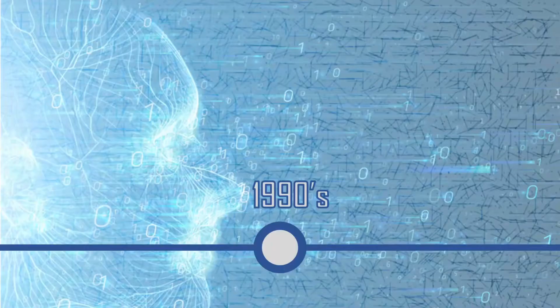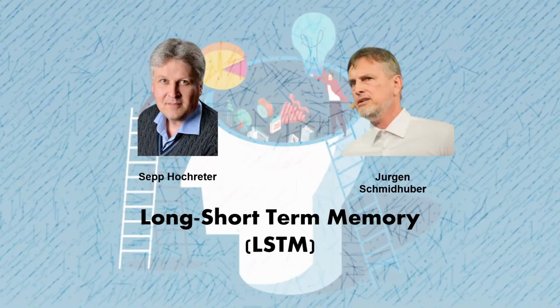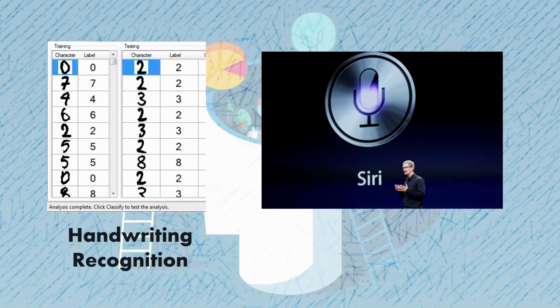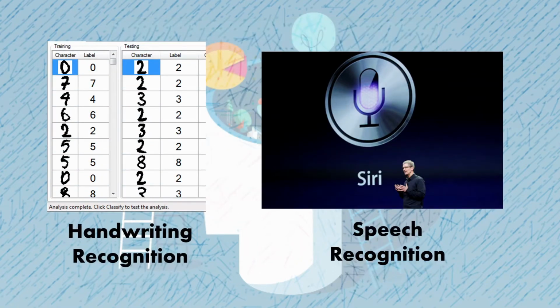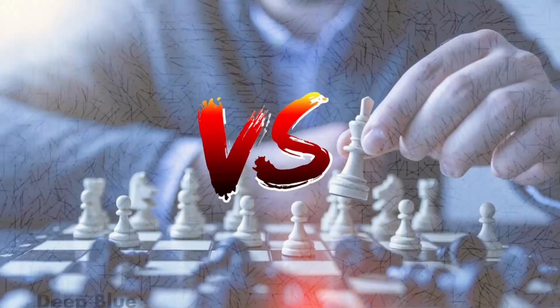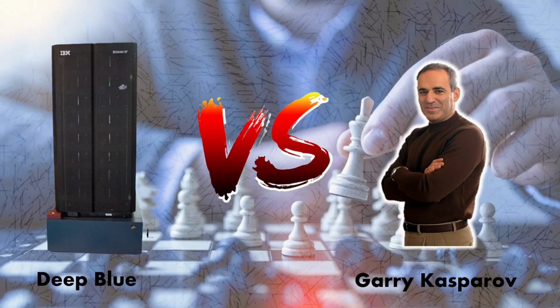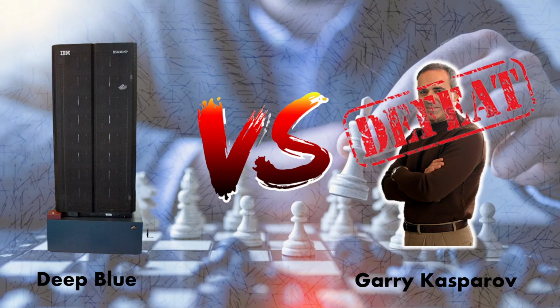In the 1990s, Sepp Hochreiter and Jürgen Schmidhuber developed the long short-term memory (LSTM), a type of recurrent neural network used for recognizing handwriting and speech. At the same time, a chess-playing computer was developed by IBM. Deep Blue became the first intelligent system to win a match against a reigning world champion, Garry Kasparov.